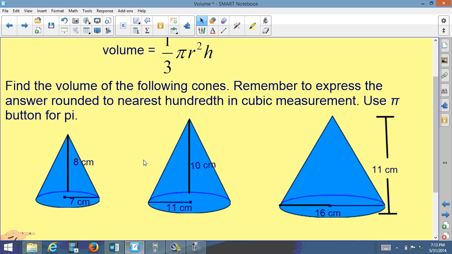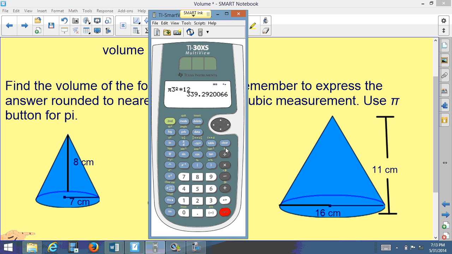So we're going to use our calculator again because we've got to use our pi button. So let's get our calculator up. Let's clear this. So 1/3, and now our good friendly formula, pi r squared for the circle base.